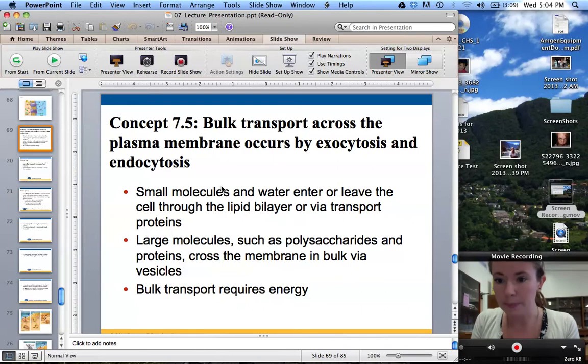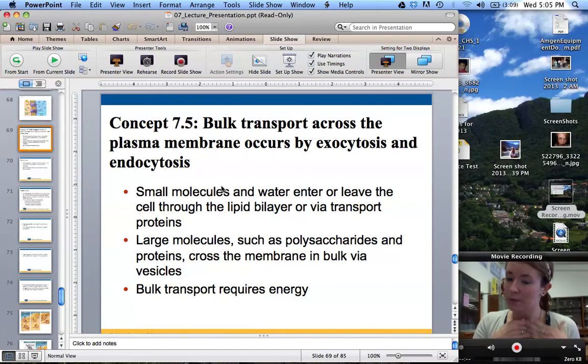we need to put in ATP to make this happen, because we're actually going to have the cell membrane reaching out and pulling things in. So we're going to need to put in energy for that to happen. And there's two ways that this happens, by endocytosis and exocytosis. And you guys can probably guess what those have to do with, because exo means out and endo means in.